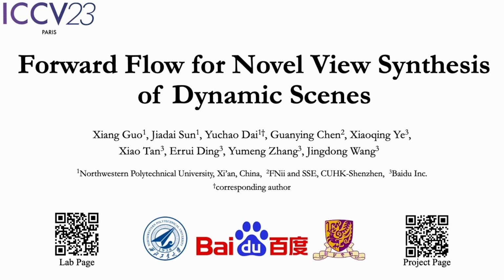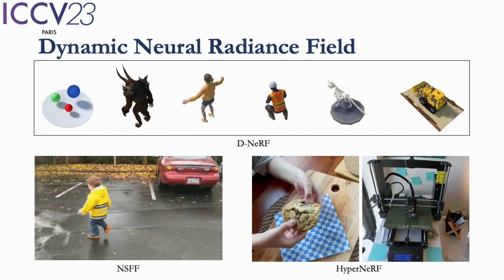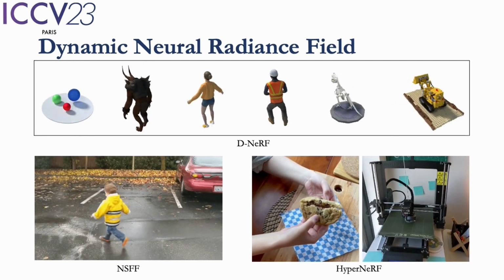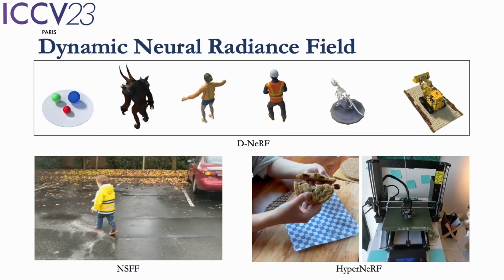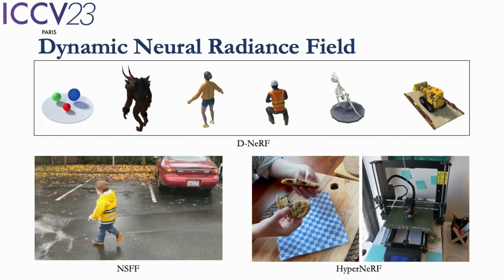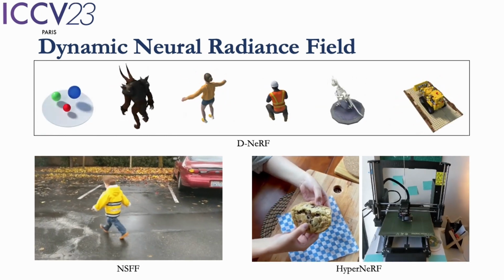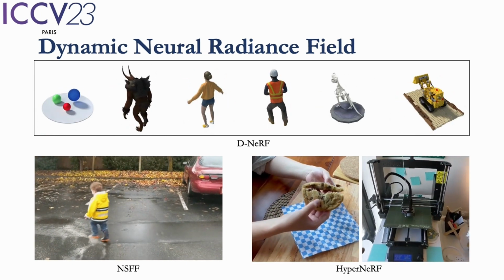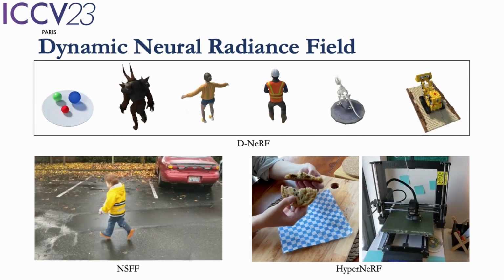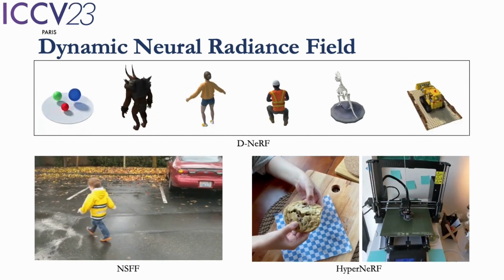Hello everyone, today I would like to share with you our work for this year's ICCV oral paper, titled Forward Flow for Novel View Synthesis of Dynamic Scenes. Novel view synthesis aims to utilize the provided information of a scene and synthesize images of this scene under novel views. Our research is to extend the NeRF from static scenes to dynamic scenes. Like DNeRF, our method is based on canonical field.